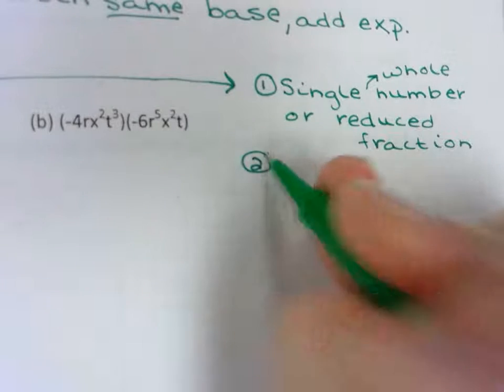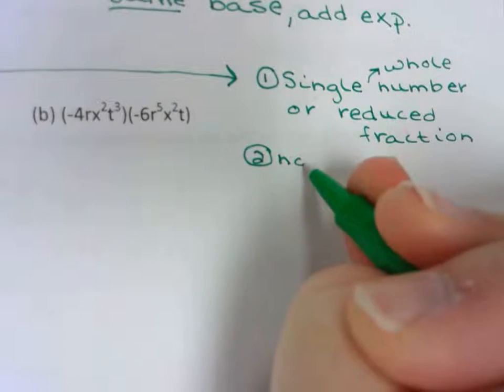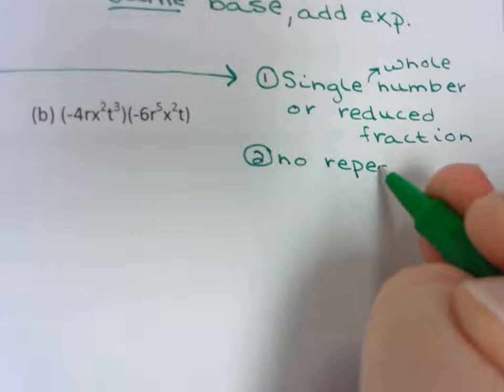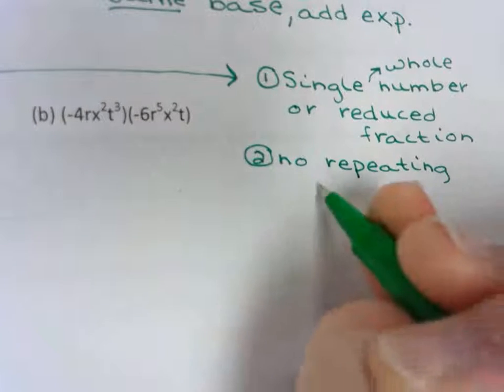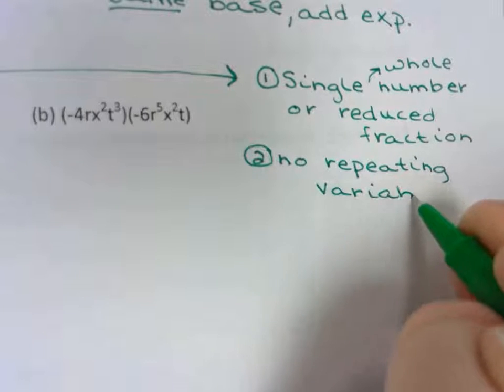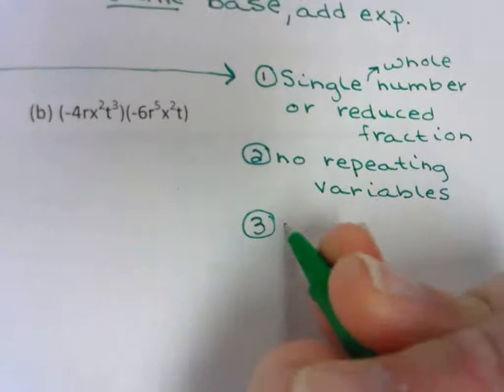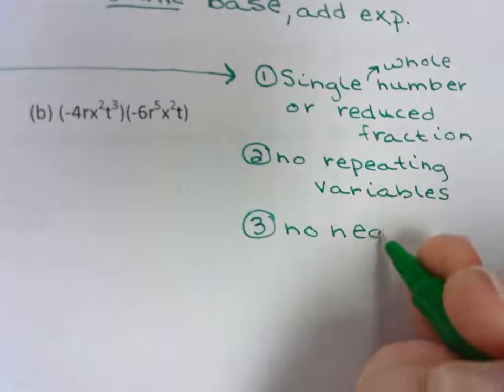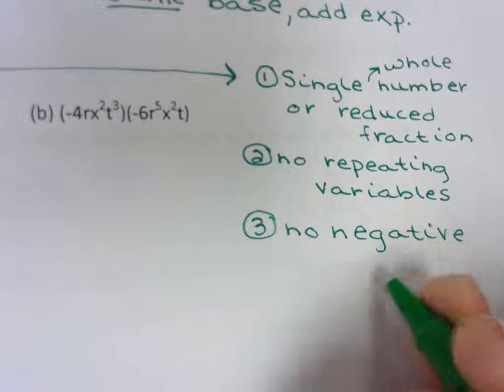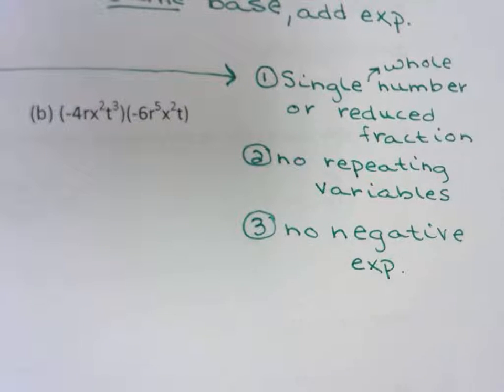The second thing is we need no repeating variables. I know this is kind of confusing right now because I'm using big words. We're going to come back to this as I simplify things. It'll make more sense. So I need to have a single whole number or a reduced fraction. I cannot have any repeating variables. So I can't have x in there more than once. I can't have y in there more than once. I need to reduce them. And no negative exponents, which we're not going to really deal with much today. We'll deal with them tomorrow. But just so we have it down.